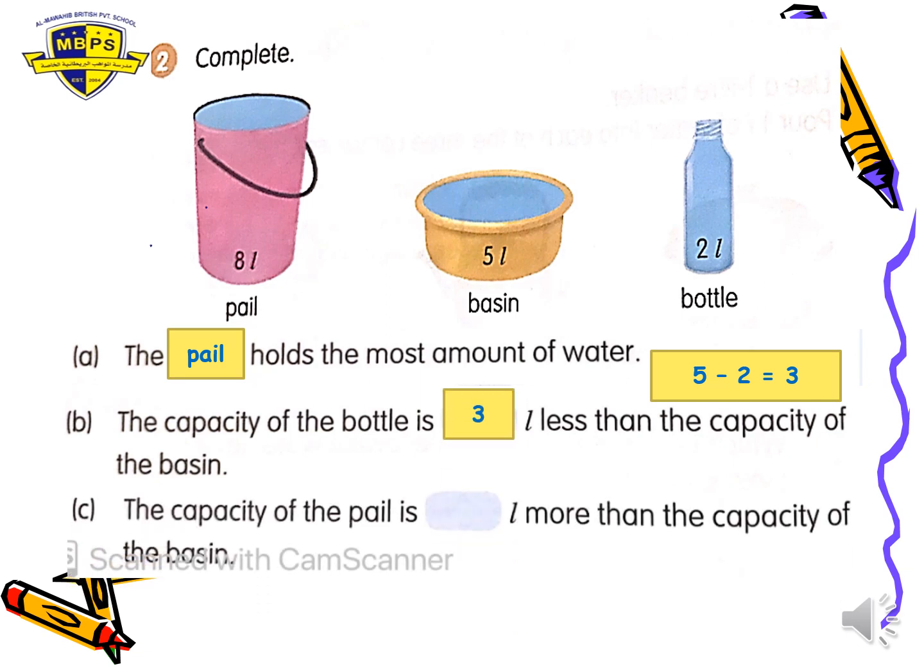The last sentence. Also we are comparing, but between another two containers. Who can find the containers we are comparing between them in the last sentence? Come on, grade 1. Yes, we are comparing between the pail and the basin. The pail is 8 liters and the basin 5 liters. So now we will use minus, 8 minus 5 equal 3. So the capacity of the pail is 3 liters more than the capacity of the basin.